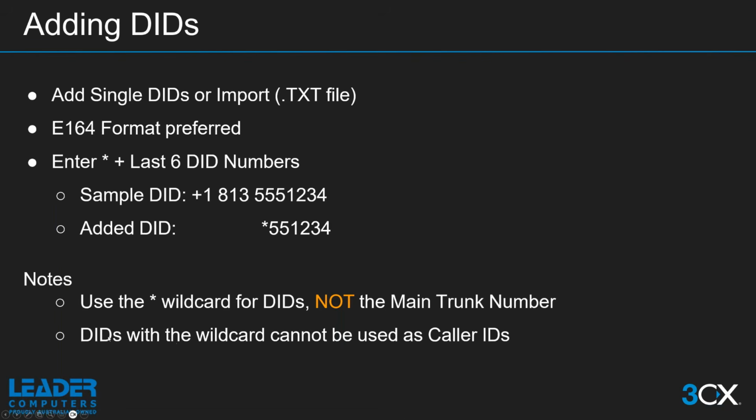And DIDs with the wildcard cannot be used as a caller ID because when you use that as a caller ID, as soon as you try to make a call, the call will get rejected because the receiving carrier sees that as an invalid number and will reject the call directly.